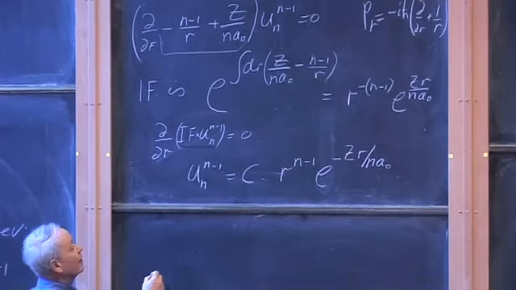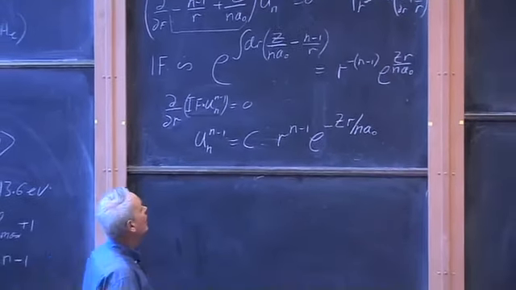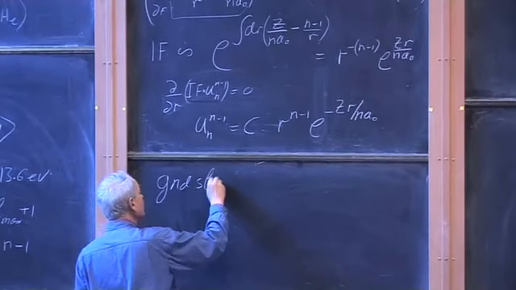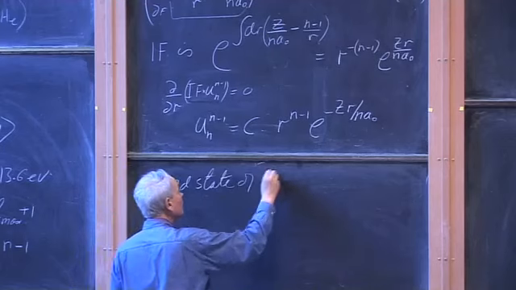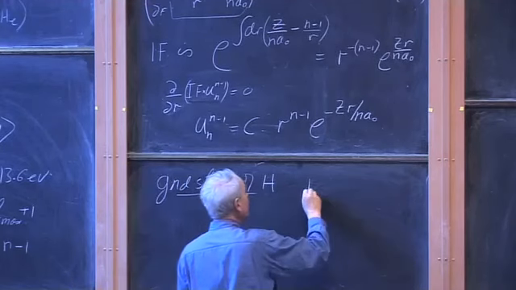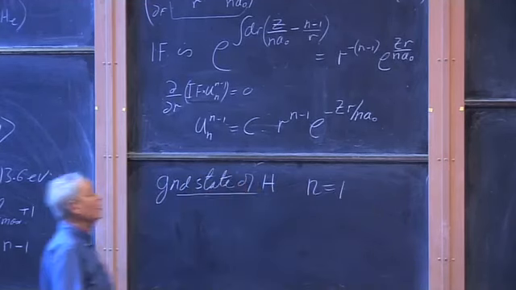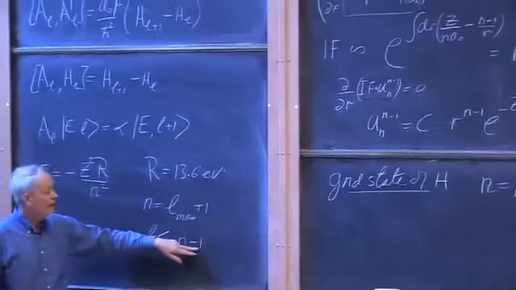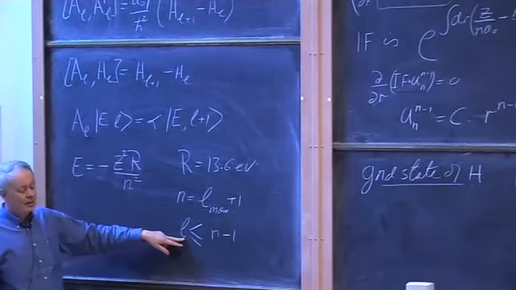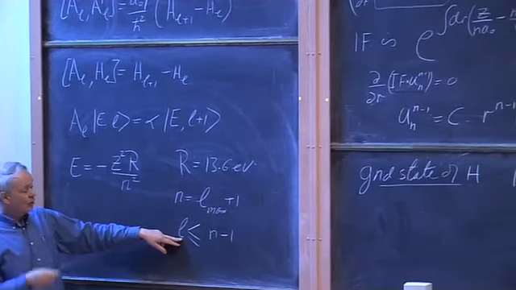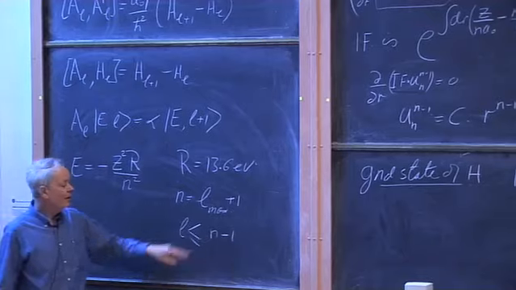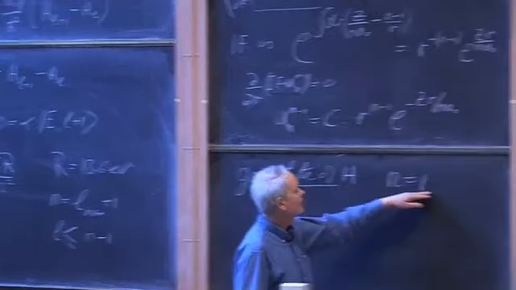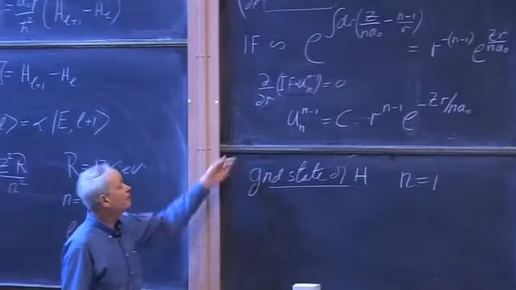So let's ask ourselves a few things. Let's have a look at the ground state of hydrogen. So this is the case n equals 1. How do we know that? Because L has to be less than or equal to n minus 1. The possible candidates for L are 0, 1, 2, etc. So n has to start at 1 and then go up to 2, 3, etc. So the ground state, the state with the least energy, is n equals 1.